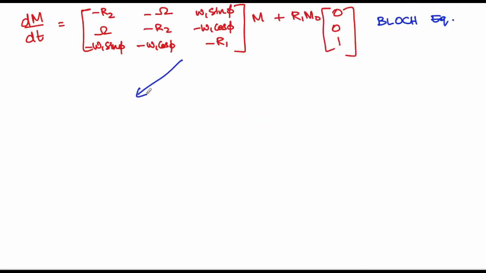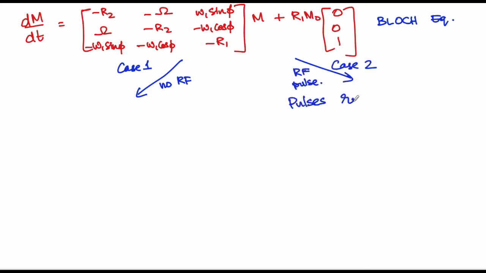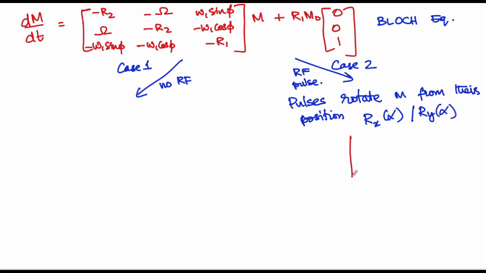So let us recap a bit. Bloch equations were applied to two cases. Case 1, no RF pulse, and case 2, RF pulse. Pulses rotate magnetization from their position, and this can be approximated as rotation along the x or the y axis. Remember, we are always talking about counterclockwise rotation.